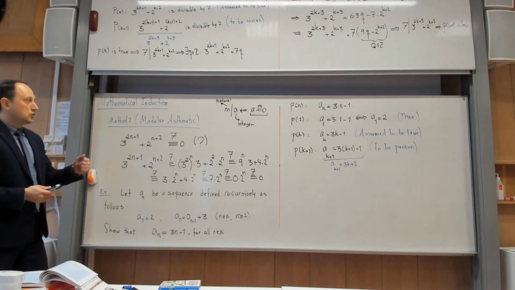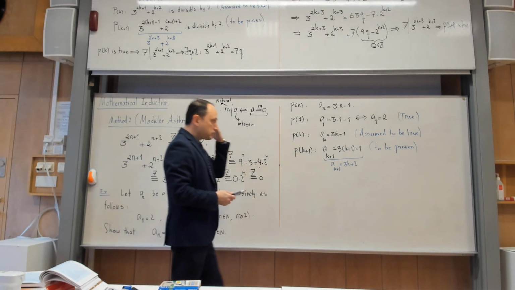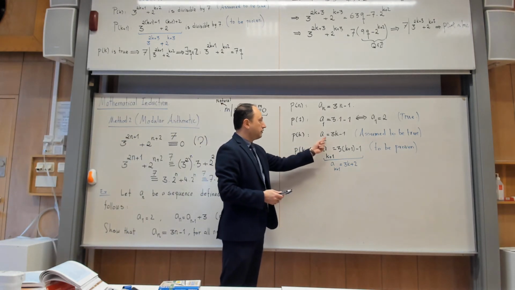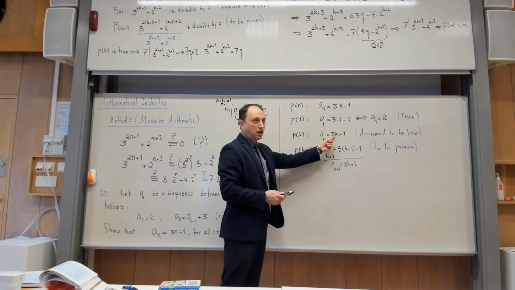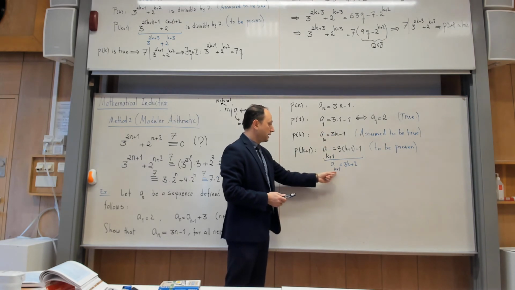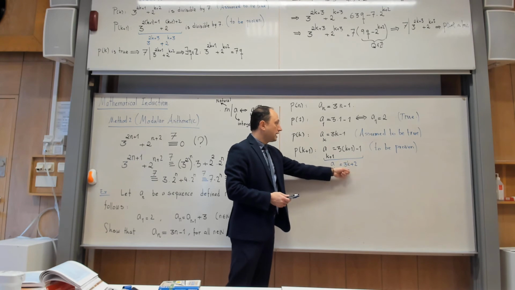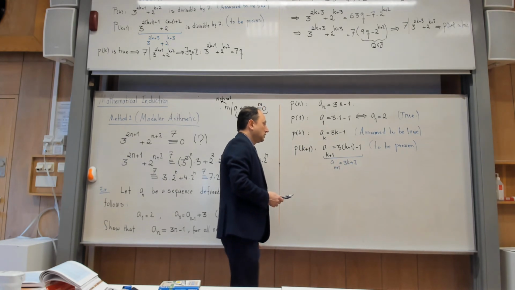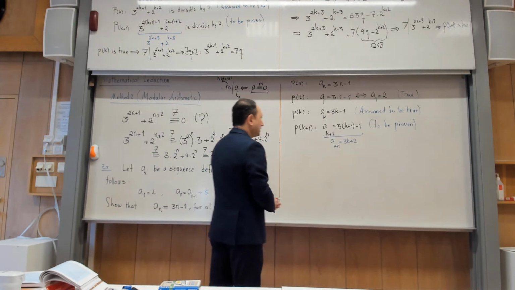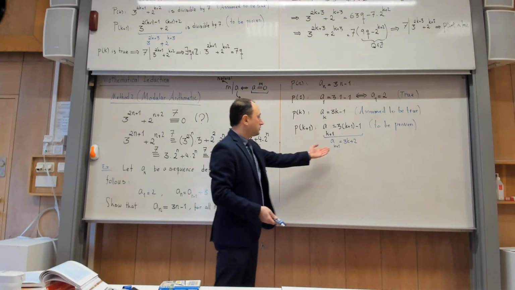Okay, so I am assuming that A sub K follows this rule. I want to show that A sub K plus 1 will follow this rule. If I can show that, then I am done. But how should I start? Here, it is better to start from this one.